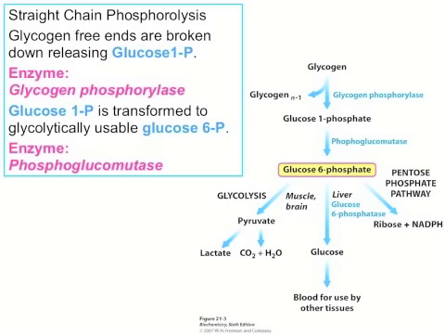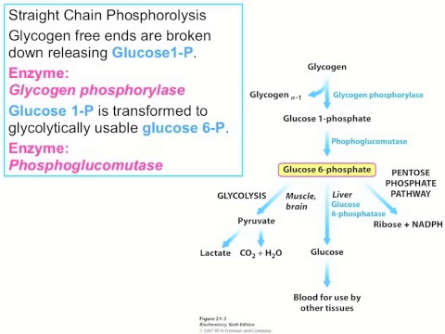Now, the glucose 1-phosphate that's liberated can be transformed to a glycolytically usable glucose 6-phosphate, and the enzyme that does this is phosphoglucomutase. And again, the names of these enzymes, both of them, really say what they do.